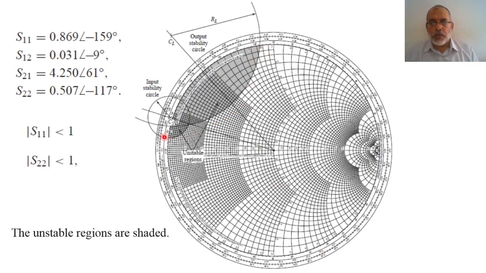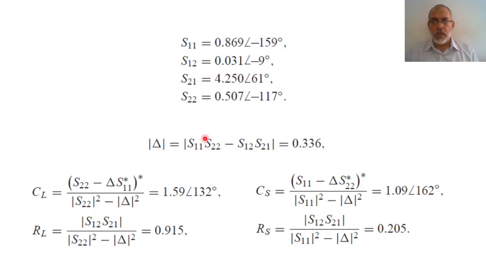So any point, all this region here, any impedance located in this region will correspond to a load impedance which makes the amplifier stable. On the other hand, any impedance inside the unit circle, the shaded region here, any load impedance in the shaded region will correspond to an unstable amplifier.